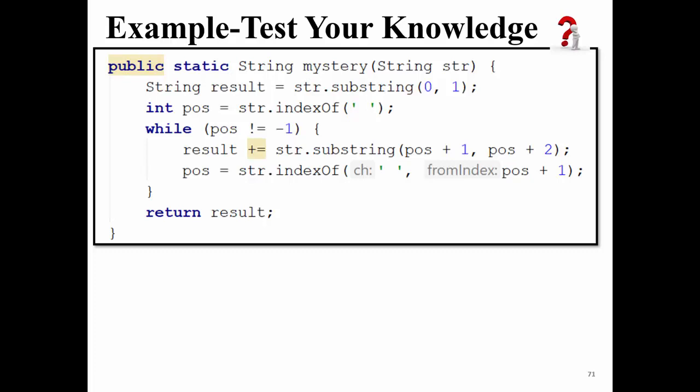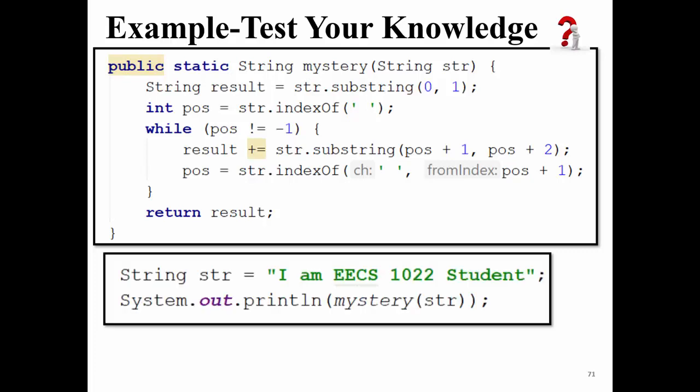Okay, this is an example. We have a string, we call a method. It's already defined, it's a mystery method, I don't know what it's doing. And I give it a string, I am EECS1022 students, and then I print what is returned. What do you think will be returned? Take half a minute and think about this. What will be returned?